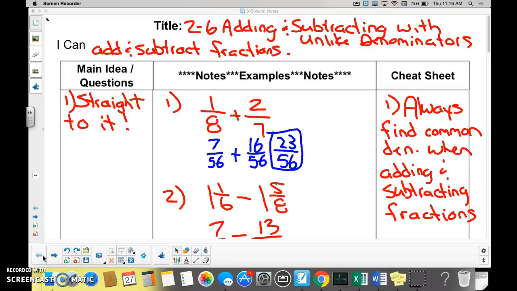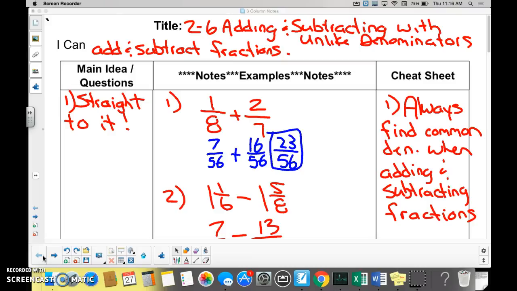2.6, adding and subtracting with unlike denominators. I can add and subtract fractions. Are you confident in your ability to add and subtract fractions? Yes. Love it. No vocab today, so we're going to get straight to it. Number one is the only main idea.